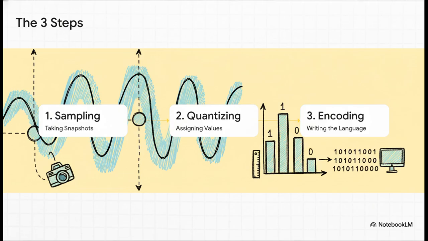First, we're going to sample the wave, basically taking thousands of tiny snapshots every second. Then, we quantize it, which means measuring the height of each of those snapshots. And finally, we encode those measurements into the binary language of ones and zeros.